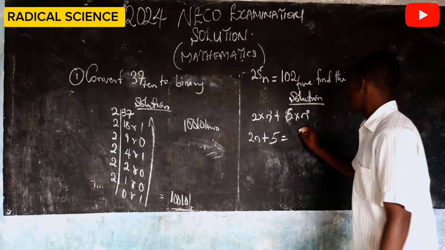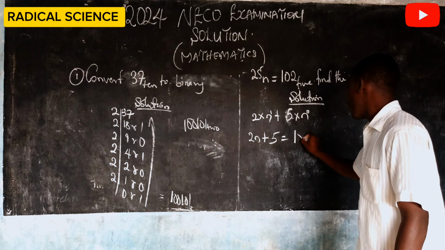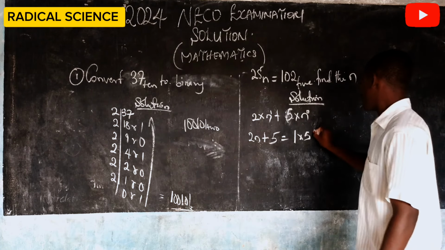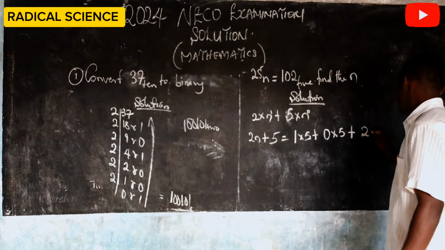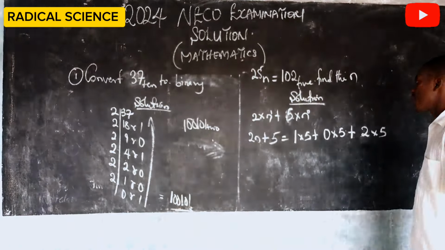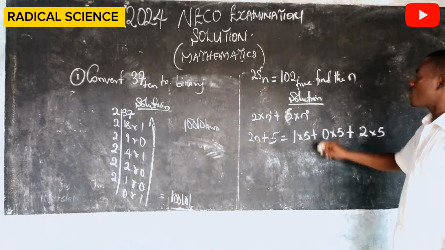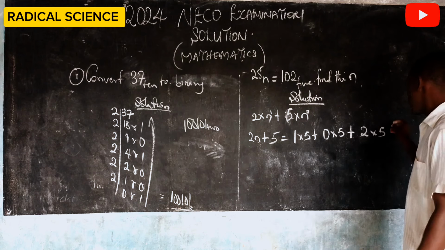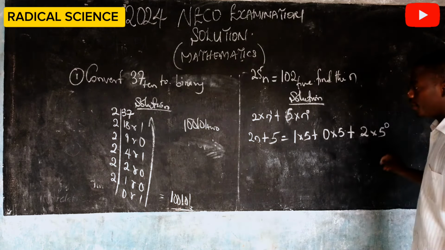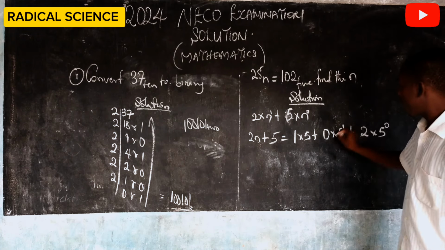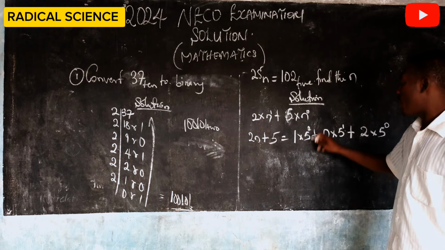Let's convert 102 base 5 to base 10. I will have 1 times 5 plus 0 times 5 plus 2 times 5. Now we are multiplying by the base. Since the base is 5, that is why we are multiplying by 5. And as usual, we raise the base to power 0, 1, 2, and you've noted that 5 raised to power 2 is 25.